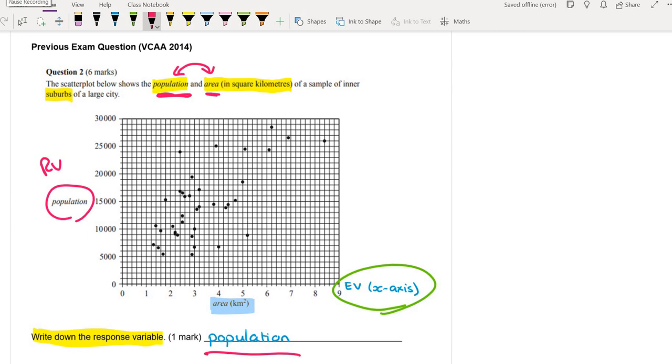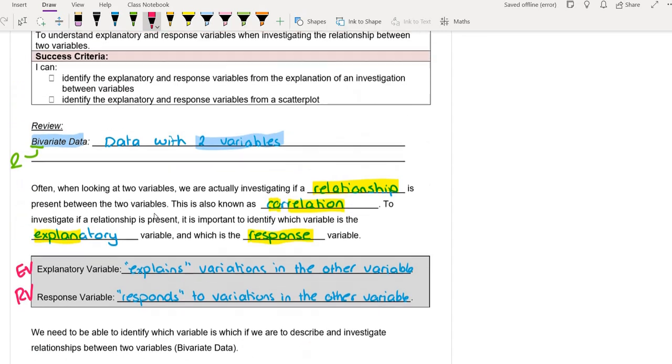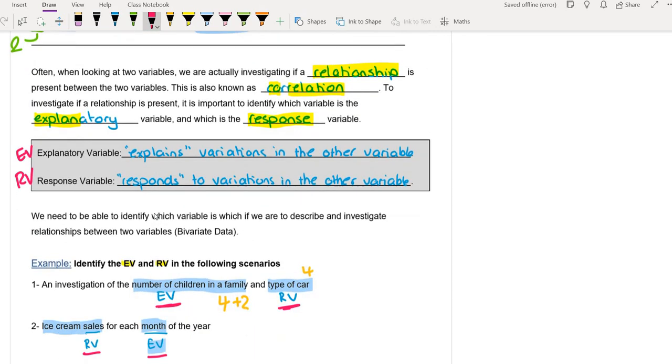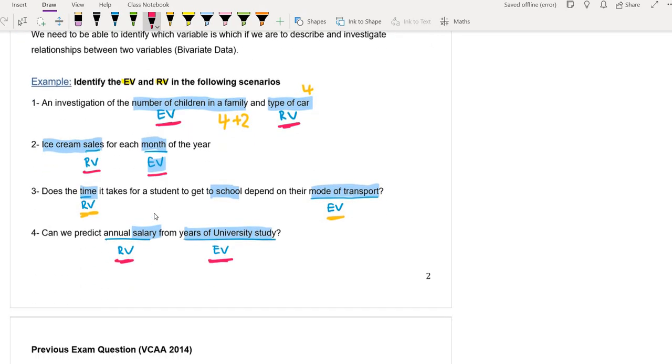Now, we'll look at scatter plots more later in this topic, so don't worry too much about that at the moment. But the main takeaway from this lesson is knowing the vocabulary and how to identify EV and RV.